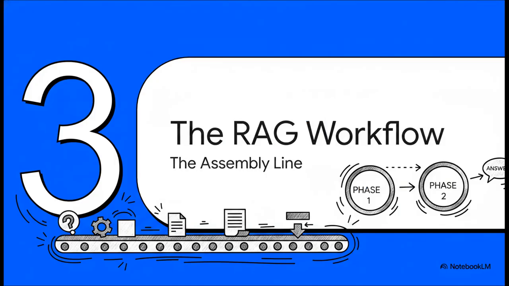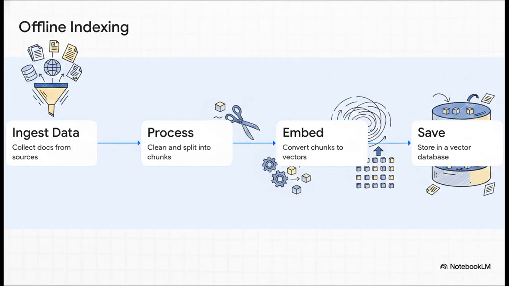Which brings us to Section 3, the RAG workflow. Let's walk the assembly line. The whole process happens in two distinct phases. Phase A is offline indexing. This is your pre-processing phase, and you just do this once, or whenever your data changes.